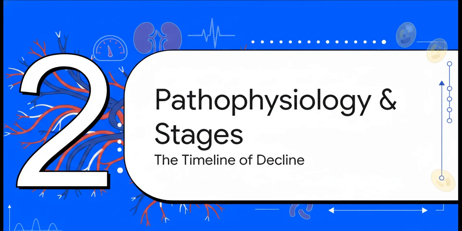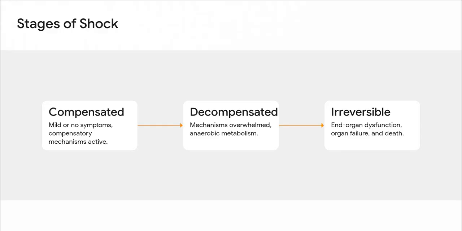Section 2. Pathophysiology and shock stages. Let's see how this plays out over time. Shock doesn't just happen all at once. It's a progressive slide. In step 1, the compensated stage, a healthy adult can actually lose up to 15% of their blood volume, kind of like just donating blood, and their built-in compensatory mechanisms will completely mask the symptoms.